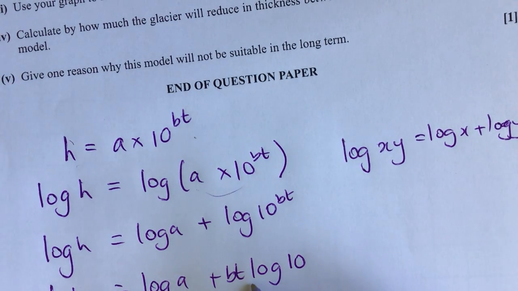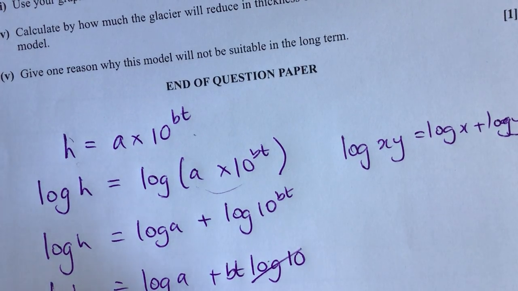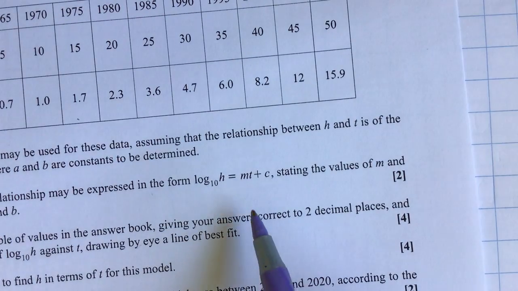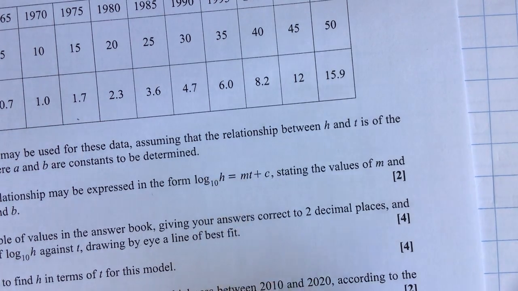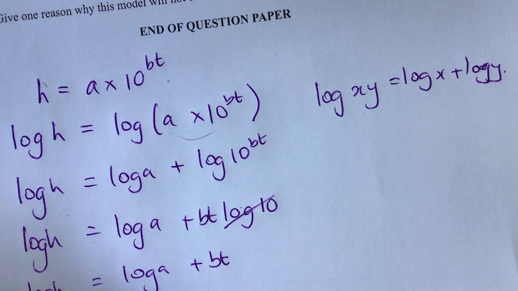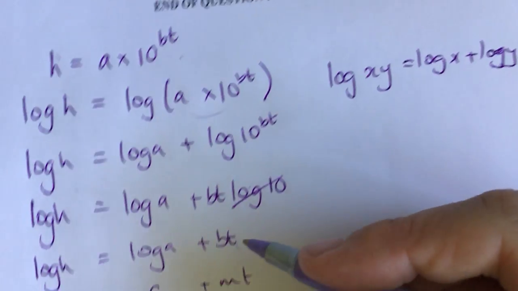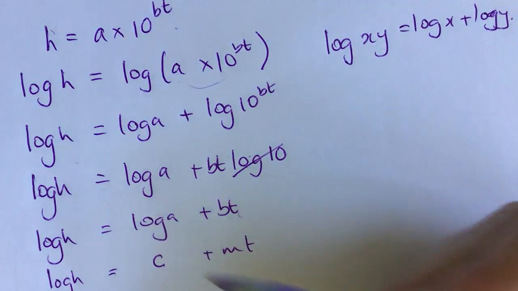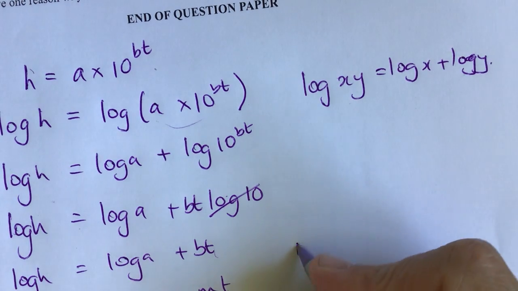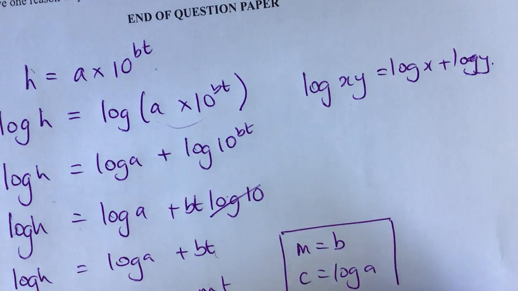Now hopefully you know that log base 10 of 10 is 1, so that goes. So I've now got log h equals log a plus bt, and if I compare that to what they wanted me to at the start, they wanted log h equals mt plus c. So just to show them that I've got that, I'm going to write it like this. This is log h equals, this is my c, mt, so they can see that the t lines up. So it then tells me to state the values of m and c. So m equals b and c equals log a. That's what they're after at that point.